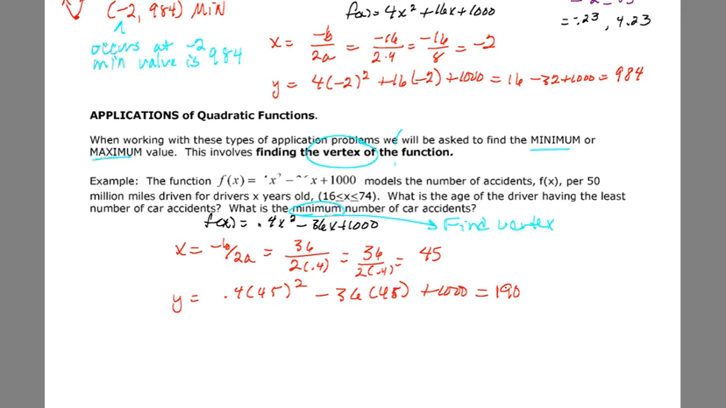So let's interpret this. What does 45 represent? Well, it's my x coordinate, and the problem said x represented what? X years old. So x is the age. F of x is the number of accidents, or that's our value for y.